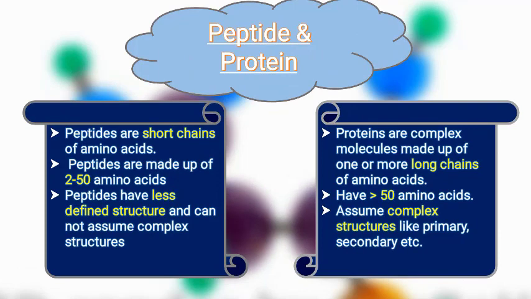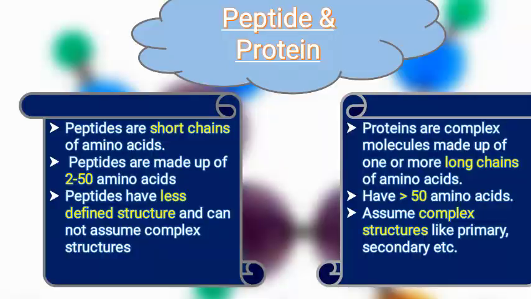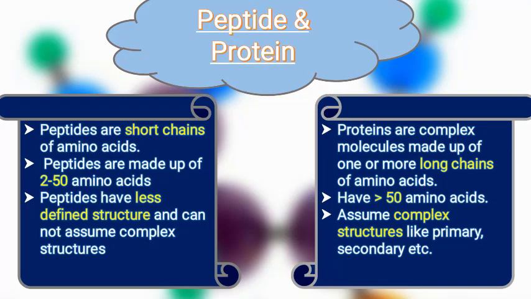Now, what is the difference between a peptide and a protein? Peptides are simply short chains of amino acids, whereas proteins are complex molecules made up of one or more long chains of amino acids. Peptides have a limited number of amino acids, up to 50 molecules, whereas proteins have amino acids greater than 50.